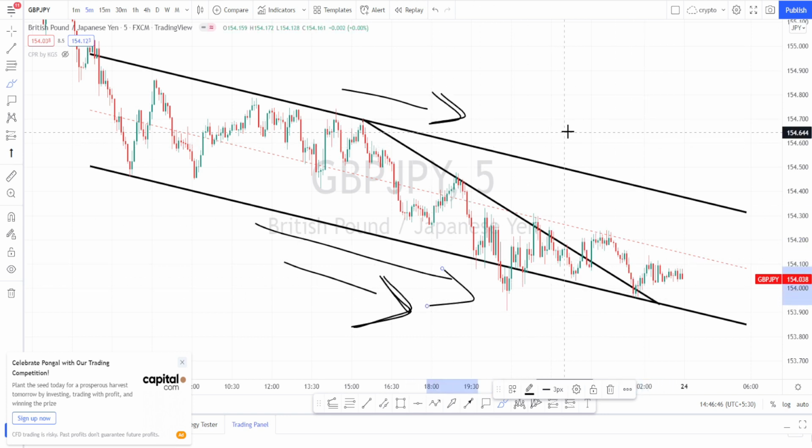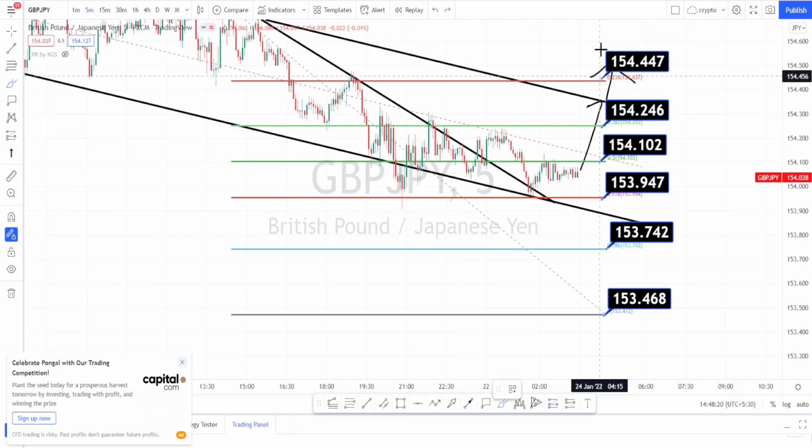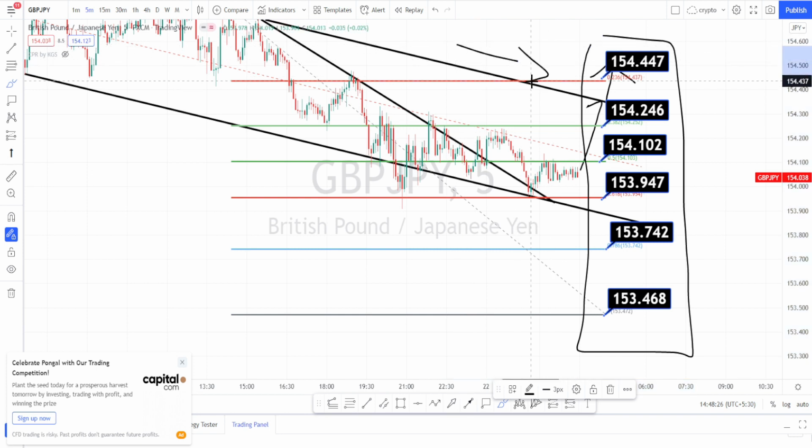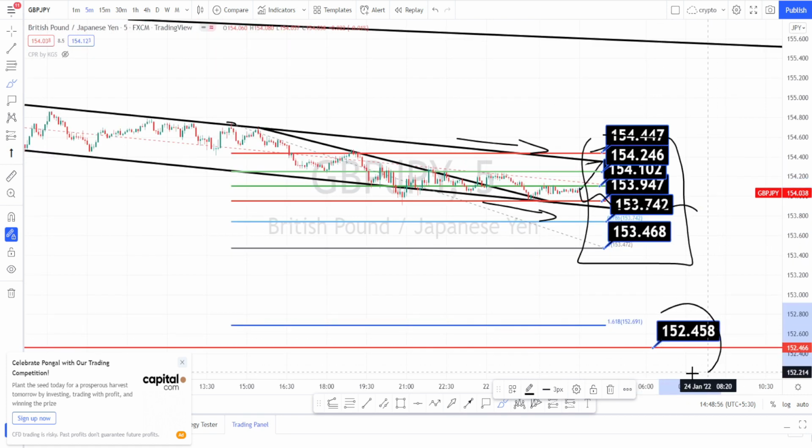Let us mark the support and resistance levels. So these are all the support and resistance levels in the 5 minutes time frame. Currently the price action is trading within a bearish channel pattern and it is in a very strong bearish trend. We can expect the price action to continue its bearish trend because from the daily time frame we know that the current price action is in a retracement to test this support level of 152.